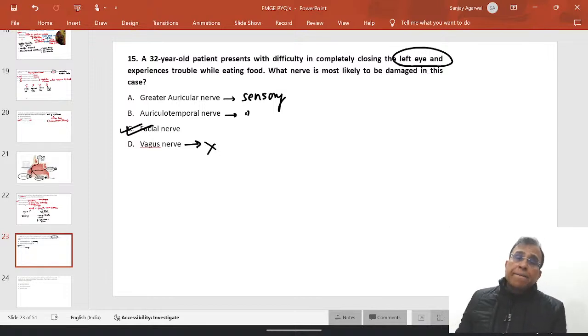And because the buccinator and these muscles are not moving, chewing is a problem, and often when the patient is chewing, something comes out from this angle of the mouth. From here there is drooling of saliva, and the food comes out from this area, because again all these muscles are supplied by the facial nerve. So I think it's a straightforward question: facial nerve.